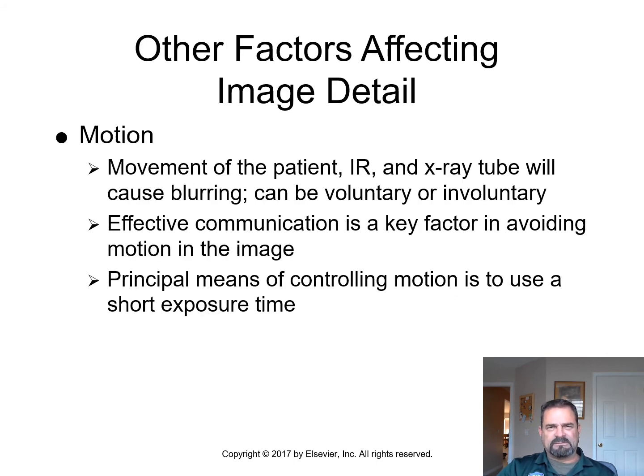All right, so patient motion is a big factor in getting a great exposure. It must be limited. Movement of the patient, the image receptor, and X-ray tube will cause blurring. It can be voluntary on the part of the patient or involuntary, if the patient has pain or a spasm of a particular appendage that you're trying to X-ray. So effective communication is a key factor in avoiding motion in the image itself. The principal means of controlling that motion is to use a short exposure time. So therefore, you're not putting the patient through a whole lot of waiting for the exposure to happen.